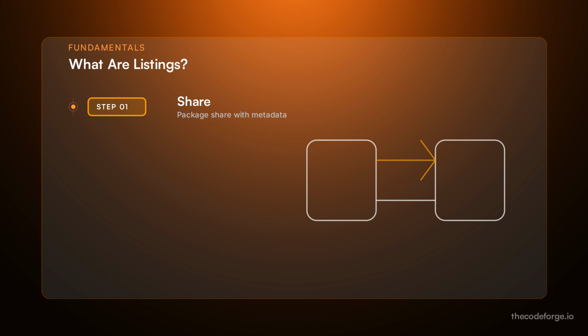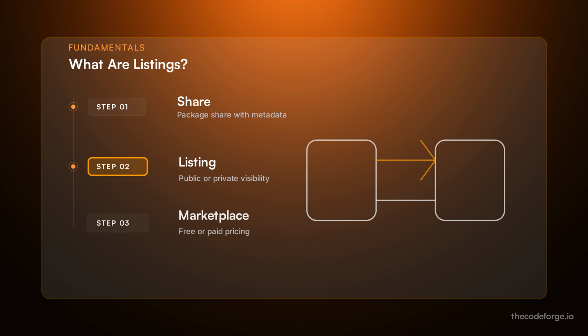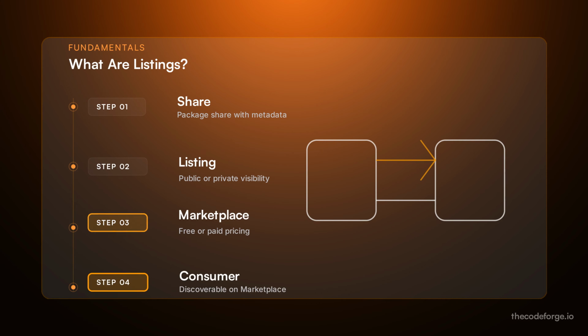Listings wrap a share with metadata like title, description, and pricing. They can be public to all Snowflake users or private to specific accounts. Once published on the marketplace, they become available for consumers to discover and access.